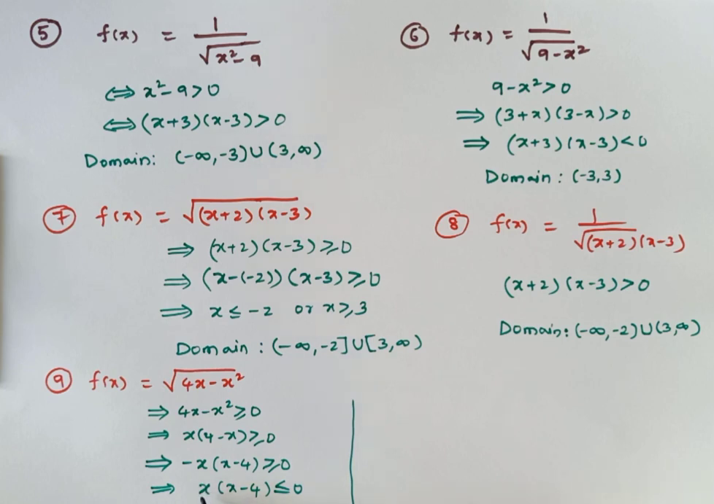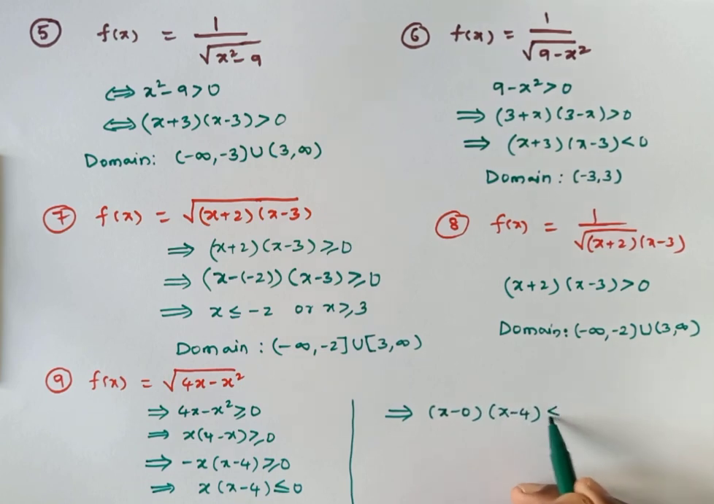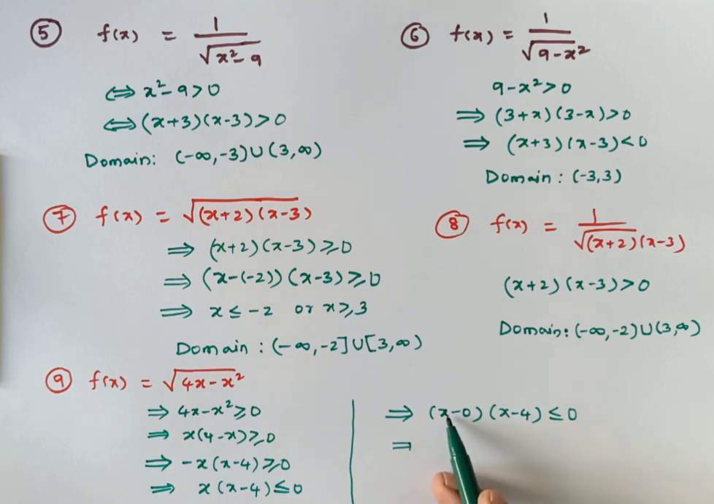So here you can convert this x into x minus alpha form, means we can express this x as x minus 0, into x minus 4 is less than or equal to 0. So now it is in x minus alpha and x minus beta form. Here alpha is 0 and beta is 4.